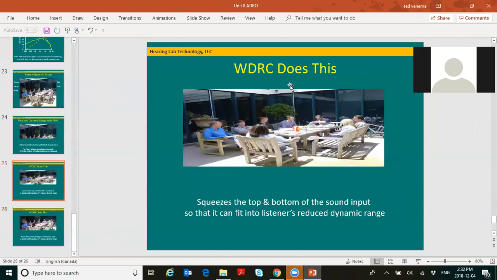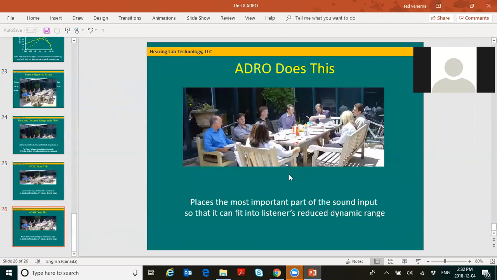So again, notice that the white on the top here is not there. The bottom of the leg isn't there of that lady's chair, but the part that you're concentrating on is the middle. So ADRO is sold by Sam's Club, Hearing Lab Technology.